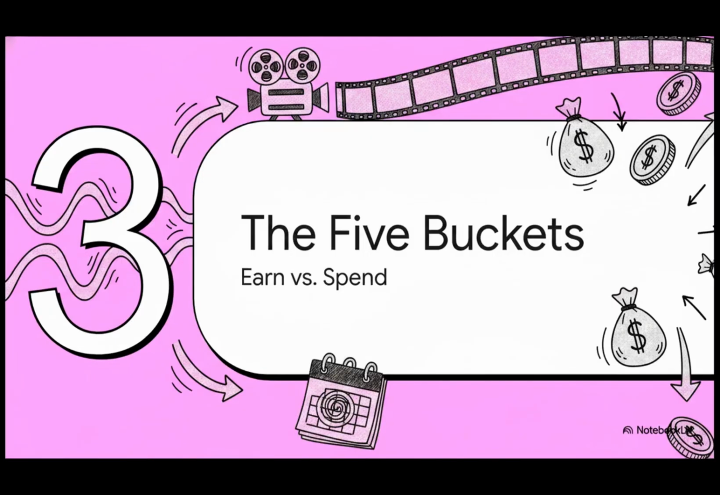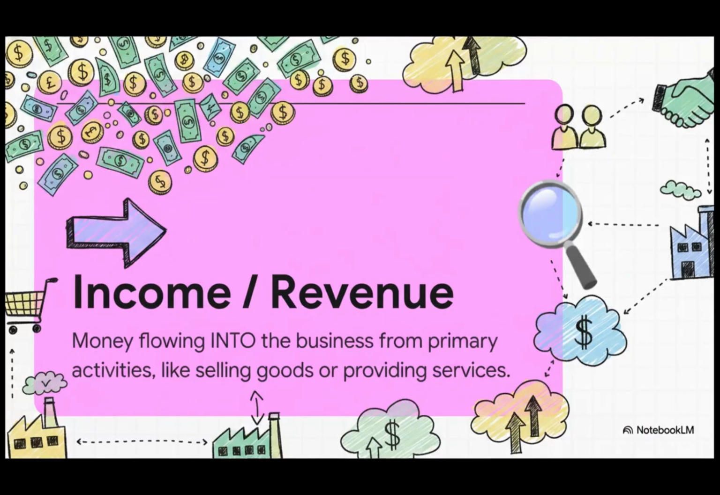Okay, let's move on to our next couple of buckets. If those first 3 were like a snapshot in time, these next 2 are more like a movie. They track the flow of money in and out of your business over a period of time, like a month or a whole year. Our fourth bucket is income, which you'll also hear called revenue. This is all the money flowing into your business because you're doing what your business is supposed to do, selling your products or providing your services.